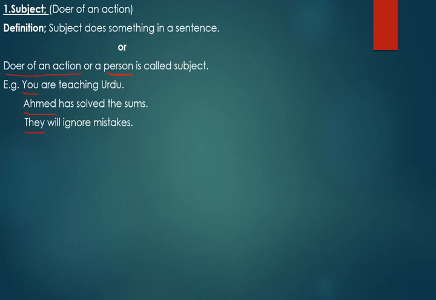Now we discussed in the definition that the subject does something in a sentence, or the doer of an action or a person is called subject. But over here Karachi is not doing an action. How would you call it? Subject. And another example, I say suppose it is a marker. Now over there I am just talking about it, Karachi and I. In these three sentences the subject is not doing an action. So how would you like to call it? Subject. Will it be right or wrong? We will discuss this in the next slide.